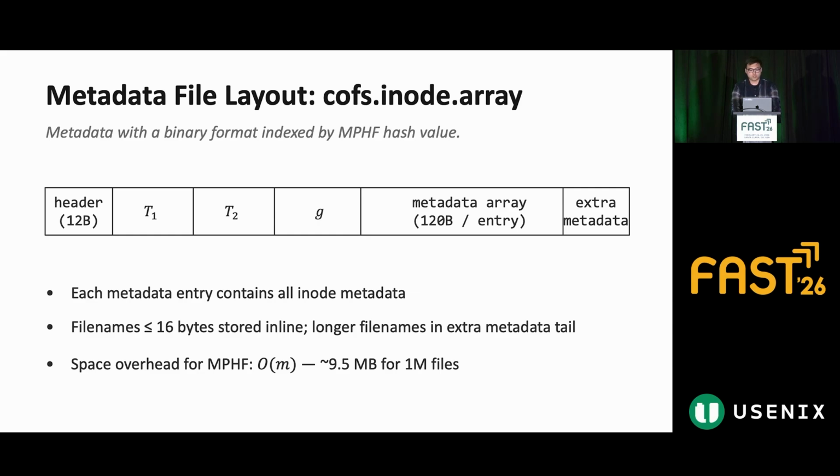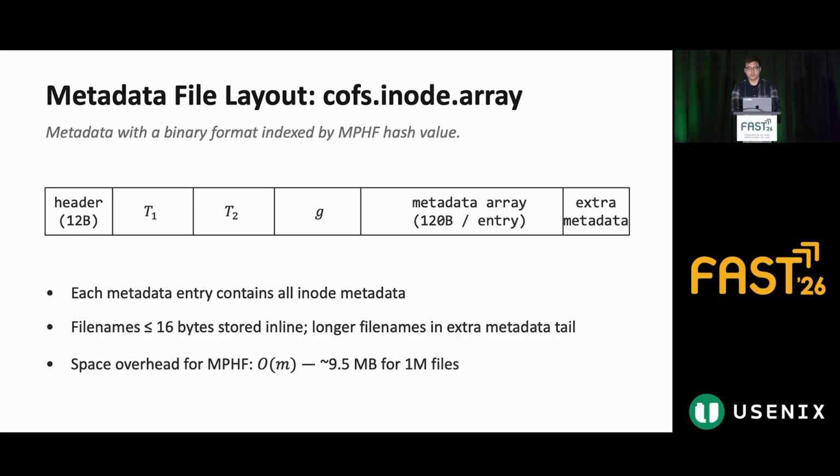The file starts with a fixed 12 bytes header containing a magic number and MPHF parameters. And following the headers are the three arrays used in the minimum perfect hash function, T1, T2, and G. Next comes the true metadata array itself. Each element is about 120 byte file metadata entry containing all the metadata of the corresponding file for an inode.